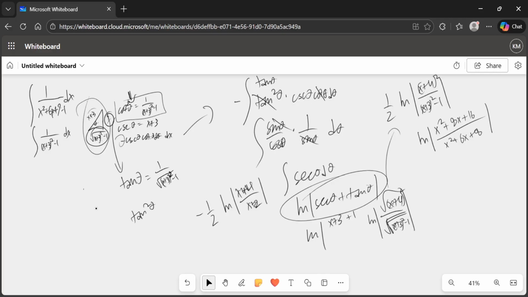So secant theta, tangent theta is 1 over square root. Yes, secant theta is x plus 3 over, so it's x plus 4 on the top. And then it's telling me that negative 1/2 ln of x plus 4 over x plus 2 is equal to ln of x plus 4 over square root of x plus 3 squared minus 1.